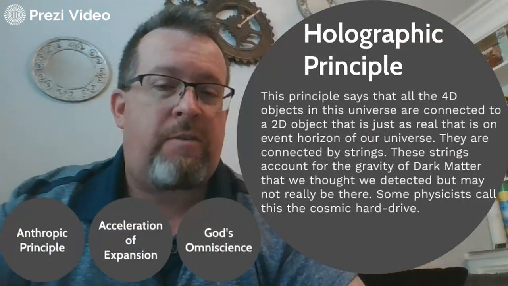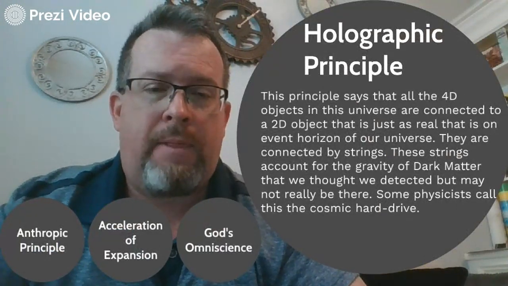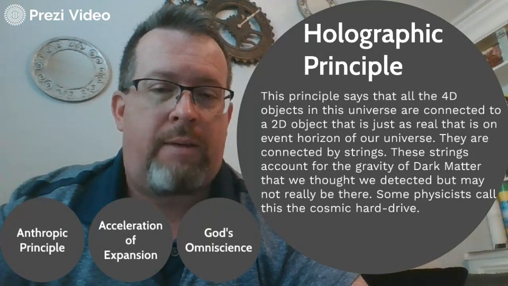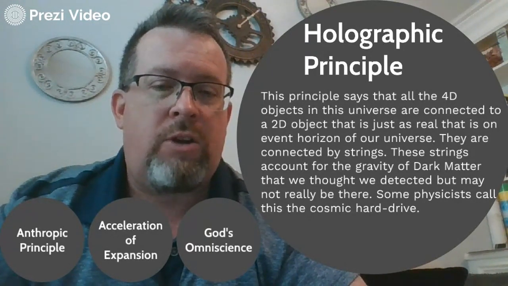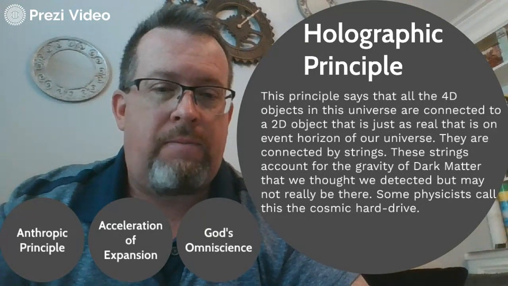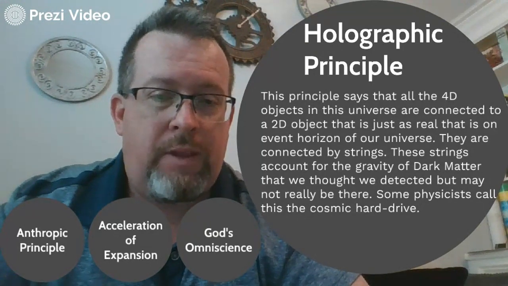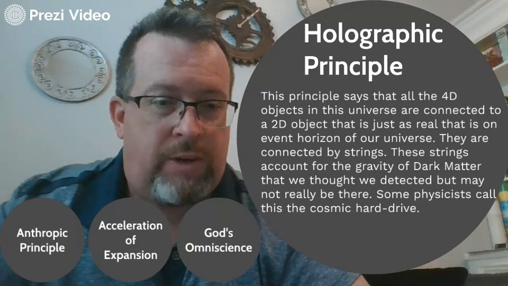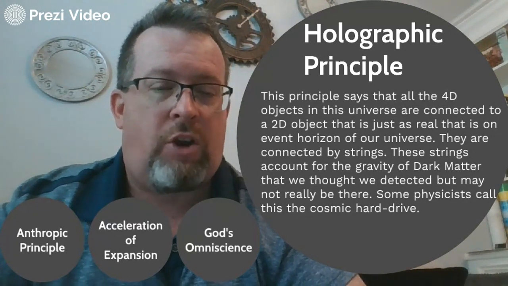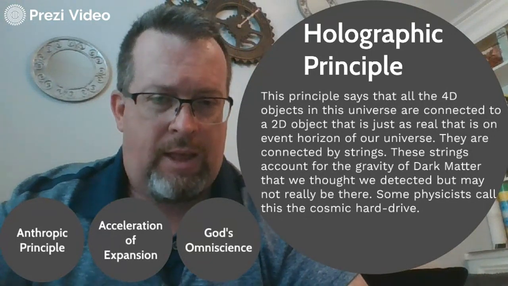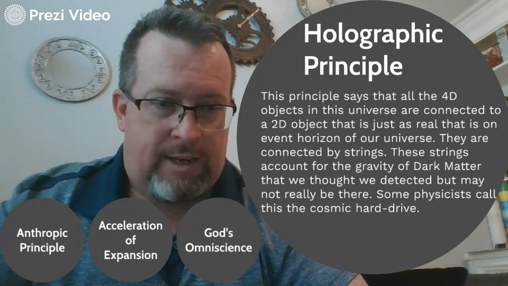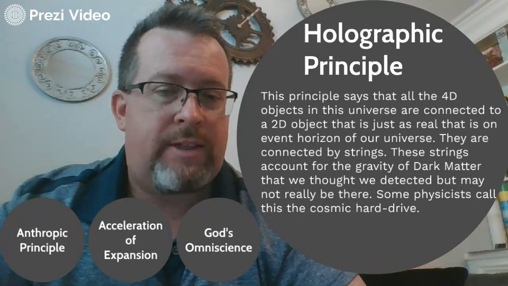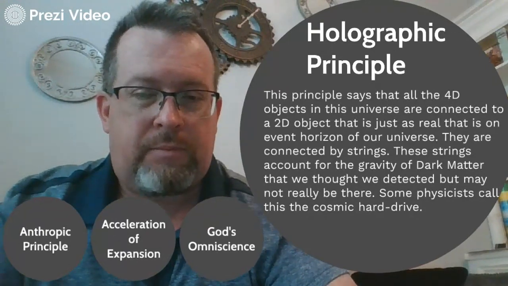We talked about the holographic principle, but it's worth talking about again. The holographic principle says that all four-dimensional objects in this universe are connected to two-dimensional objects that are just as real, that is on the event horizon of our universe. They are connected by strings. These strings account for the gravity of dark matter that we thought we detected, but may not really be there. Some physicists call this the cosmic hard drive.